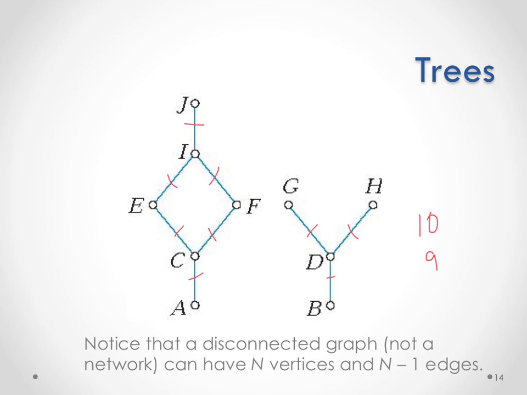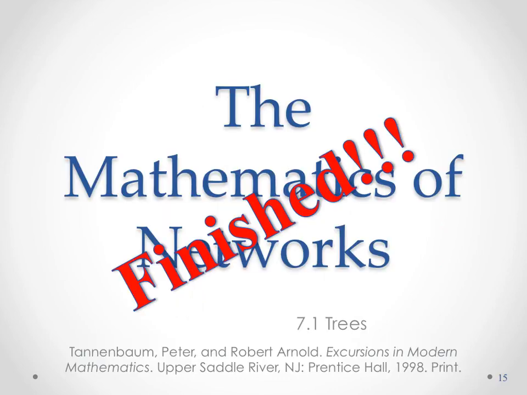That's why it's very important that you follow the rules first. In order to be a tree, it must be a network, a connected graph that has no circuits. If you check that part first, then you can start looking at the properties. And that ends this particular chapter.